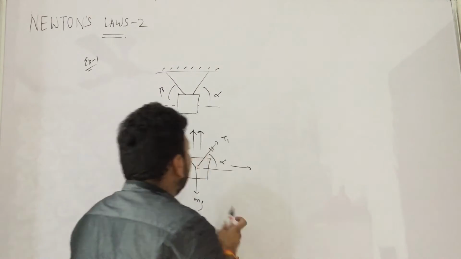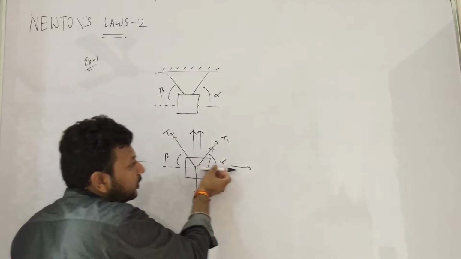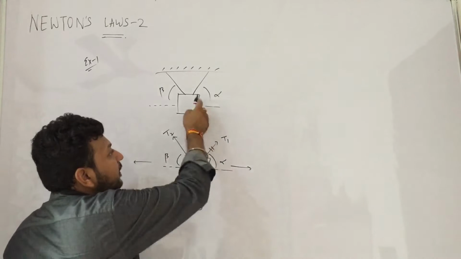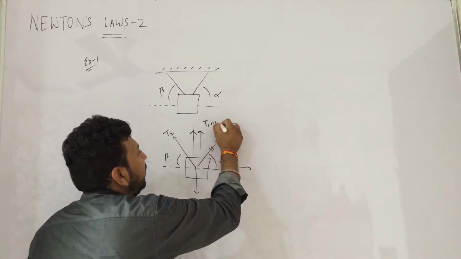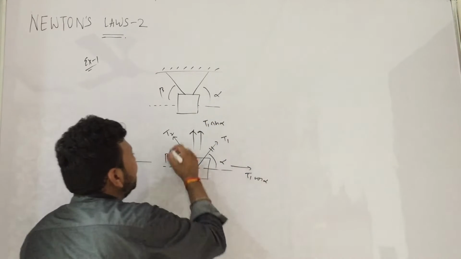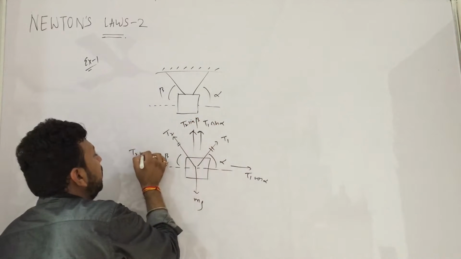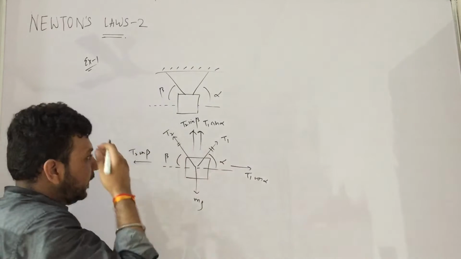So it comes T1 cos alpha. Cos alpha is towards the angle, and T1 sin alpha. So this becomes T1 sin alpha, this is T1 cos alpha. Similarly, it becomes T2 sin beta, and this becomes T2 cos beta. Towards the angle it is cos.